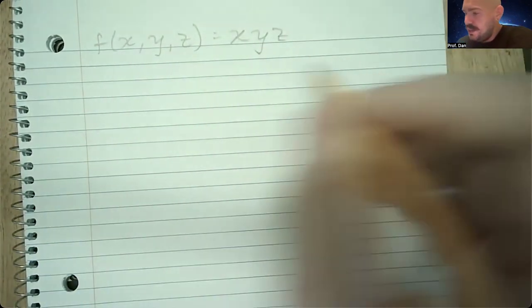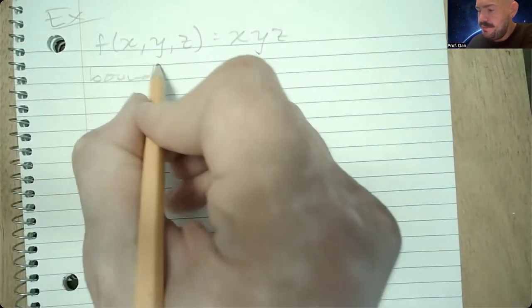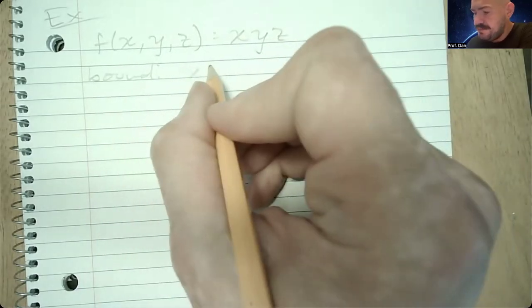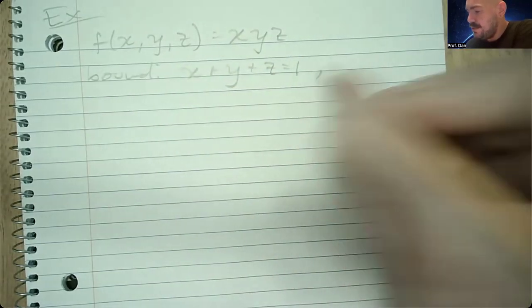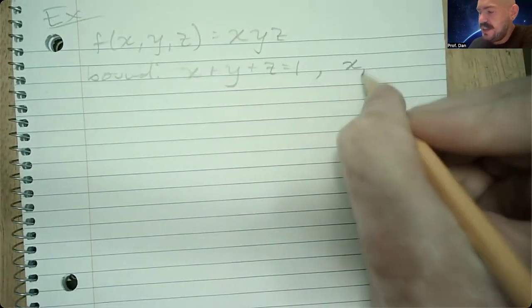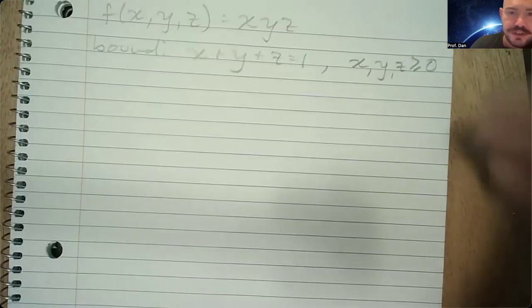So let's say that I have f of x, y, and z equal to xyz. Let's say that we are bounded, this is another example, by the plane x plus y plus z is equal to 1. And we're going to constrain this even further to say that x, y, and z are all non-negative, greater than or equal to 0.